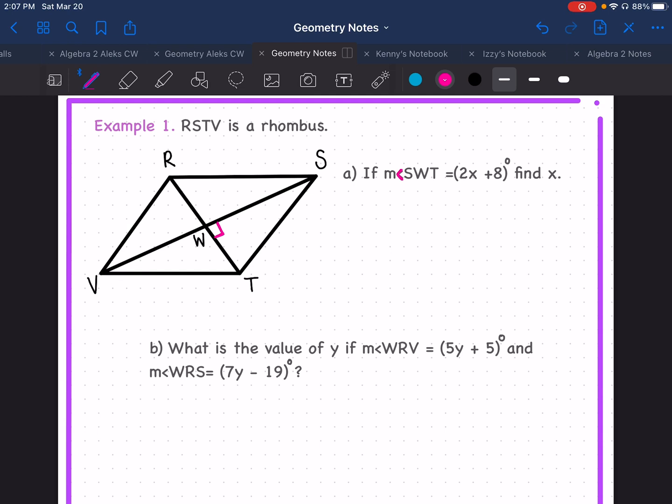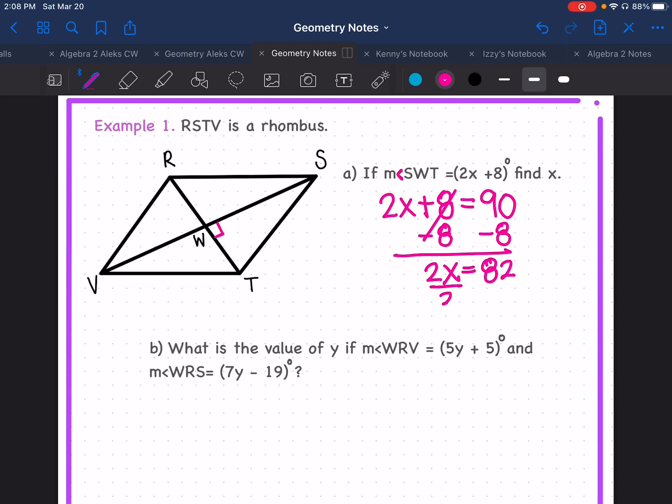So to set up my problem, I would say 2x plus 8 equals 90 degrees. That's because of the property. All right, let's go ahead and solve this. Let's subtract the 8 from both sides. That would give me 82. And then I'm going to divide by 2. X equals 41.